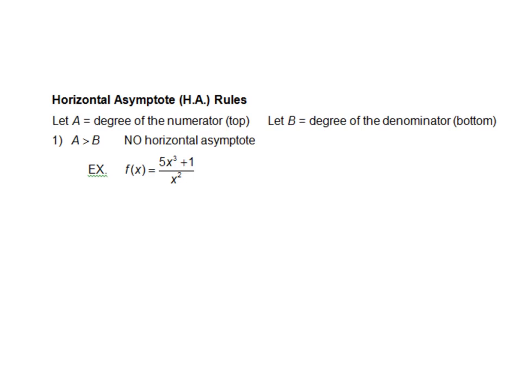The first scenario would be if A is greater than B. If this happens, there is no horizontal asymptote. So looking at this example, the degree of the top, which we'll represent with A, the biggest exponent is 3. On the bottom, the biggest exponent is 2. So A is greater than B, therefore there is no horizontal asymptote.